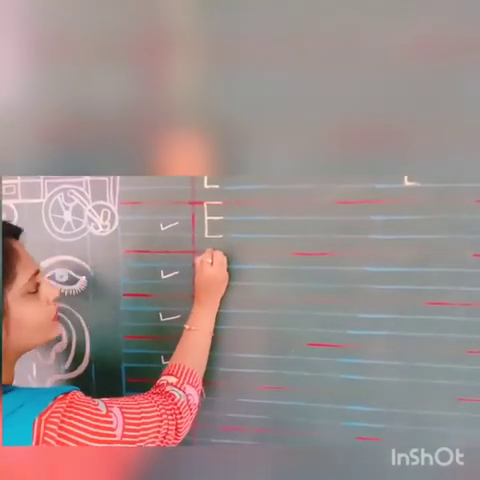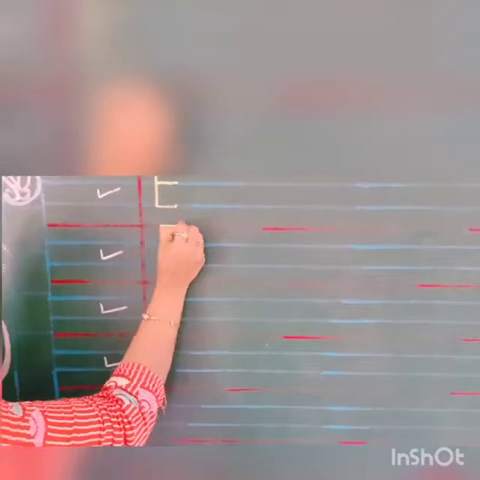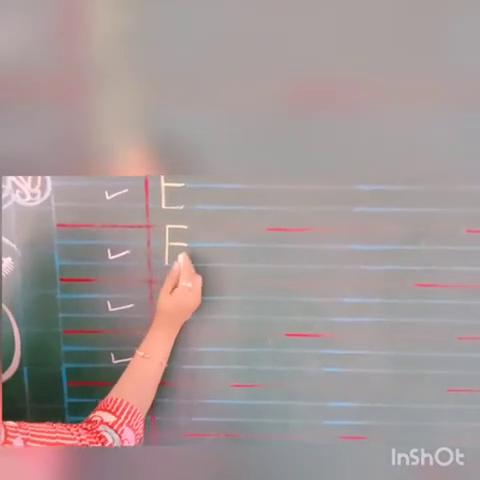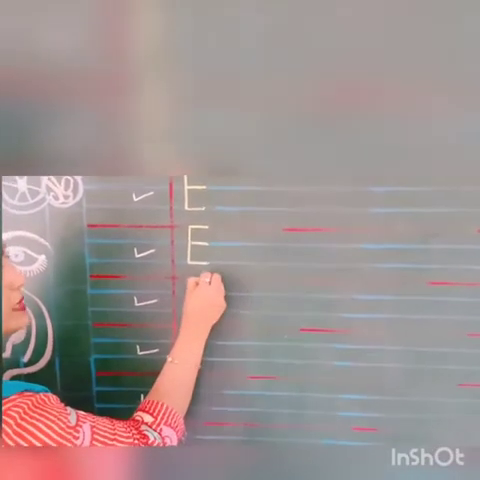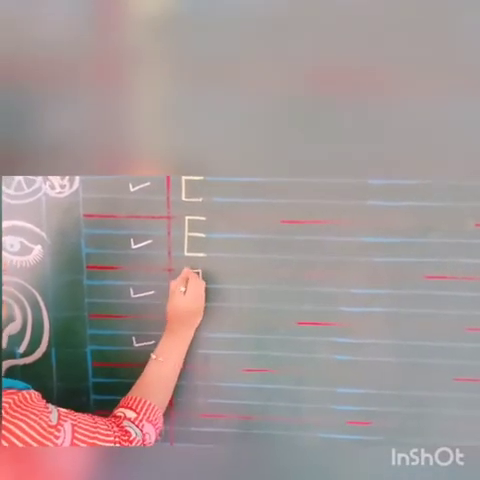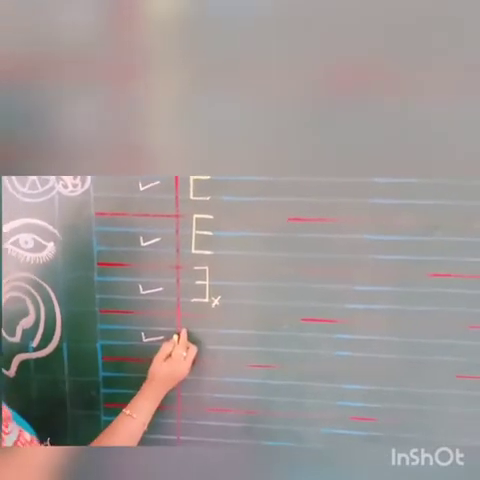Now again one more time, standing line, slipping line on first red line, slipping line on first blue line, slipping line on second blue line. Right children? Now children, please don't write E like this. Standing line and then slipping line. This is your wrong E.